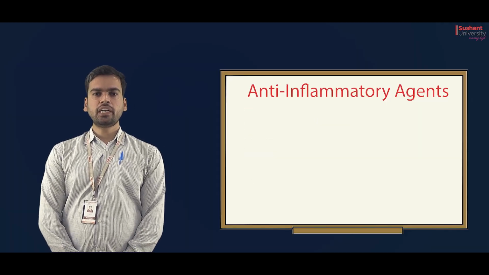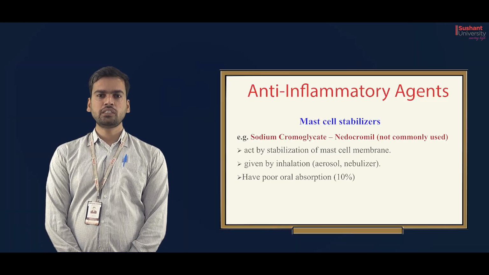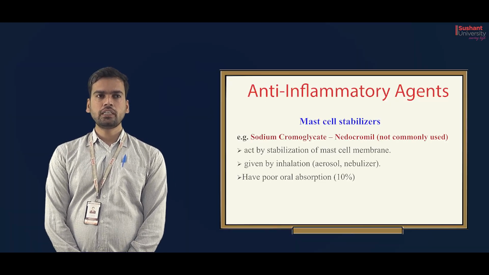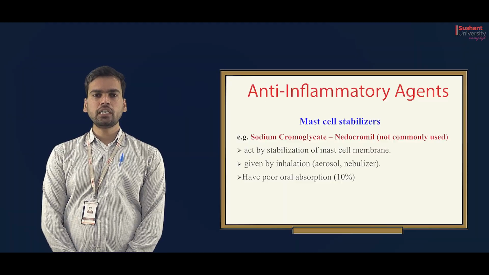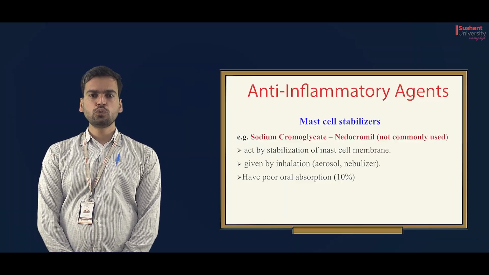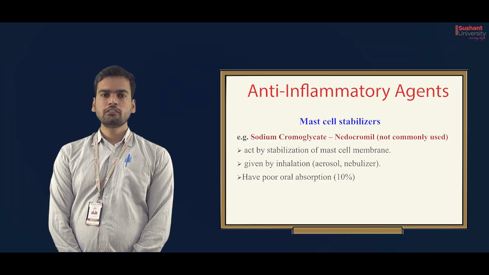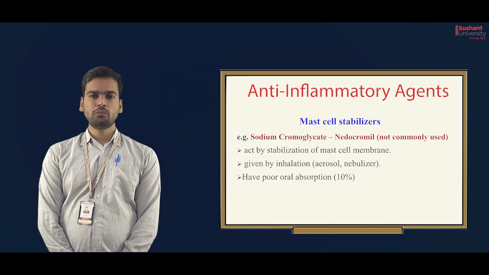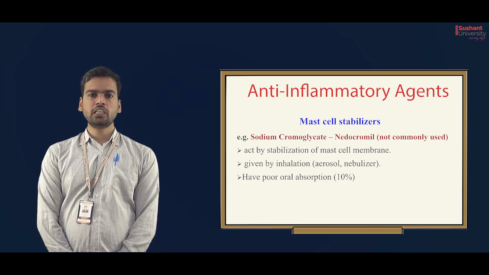The next anti-inflammatory agent used in the treatment of asthma is the mast cell stabilizing agent. These basically include the drugs sodium cromoglycate and nedocromil. Nedocromil is not commonly used in the treatment of asthma, so we only use sodium cromoglycate. They basically act by stabilizing the mast cell membrane in our body, and it is basically given by the inhalational route.